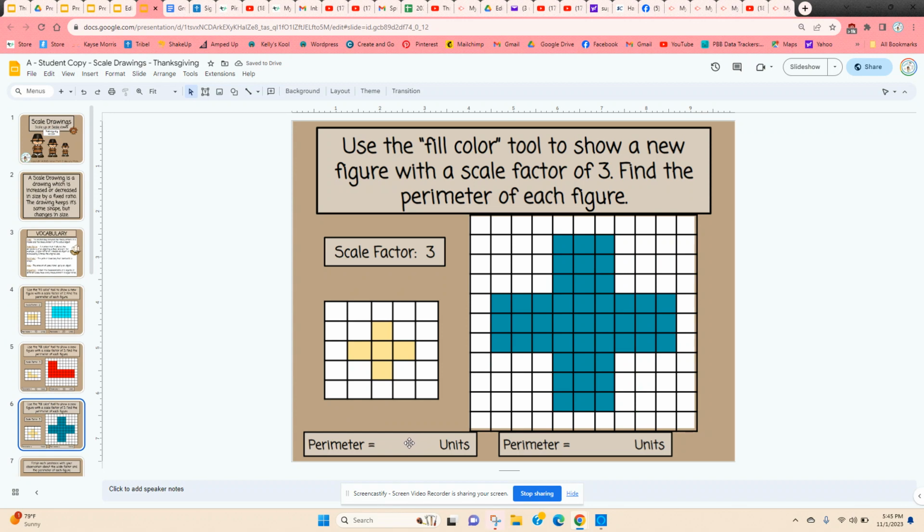Now on this one, the perimeter is going to be 12 units. And they could probably guess what the perimeter of the larger figure is going to be, 36 units. We multiply 12 times the scale factor.